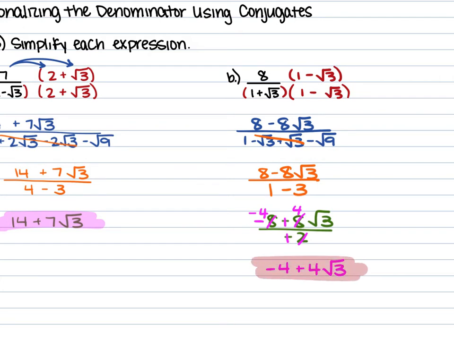If this helps you to separate it into two fractions, you could do that too. So this is the same exact thing as saying 8 over negative 2 minus 8 square root 3 over 2. And then you simplify that way and you're going to get the same exact answer.